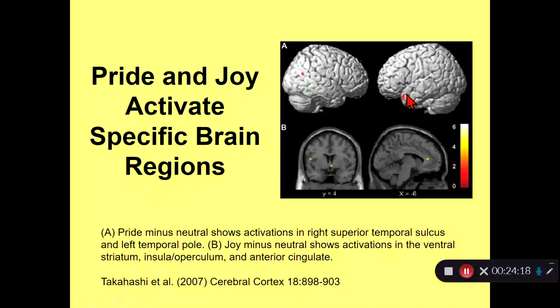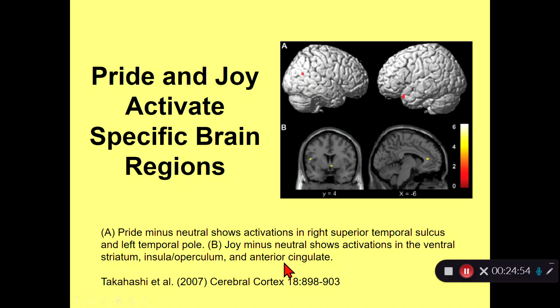here are their results in terms of brain scans. Again, they subtracted the brain activity in the neutral case from the brain activity in the pride or the joy case, and were able to identify those parts of the brain specifically associated with pride or joy. And in A, you can see pride minus neutral, activation in right superior temporal sulcus and left temporal pole. And in B, joy minus neutral, activation in ventral striatum, insula, and anterior cingulate cortex.